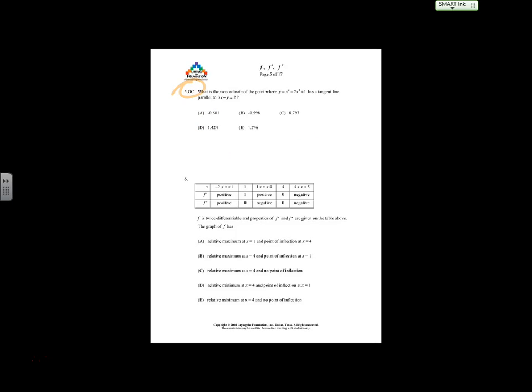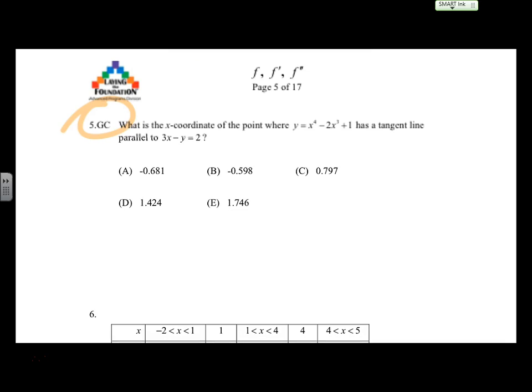Let's go find number 5. This is another graphing calculator one, but actually we don't start there. Start by reading the question. The x-coordinate of the point where this has a tangent line parallel to the given line. What do we know about parallel? Same slope. But wait, what is this line's slope? I don't know. 3. Yeah, but just double check.